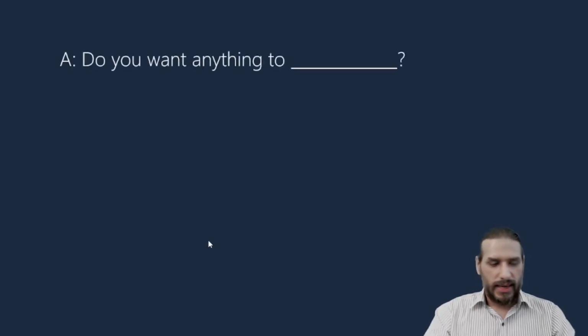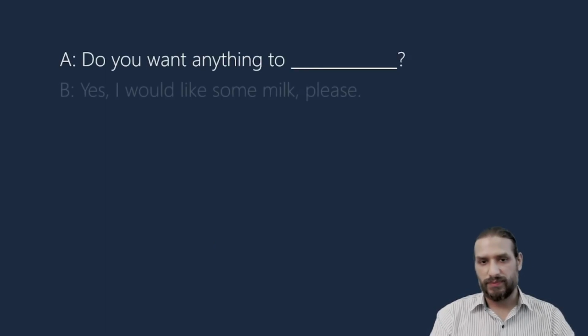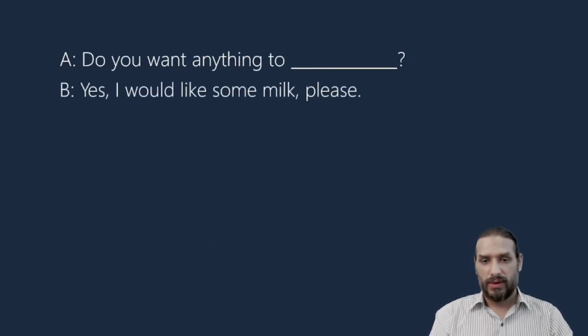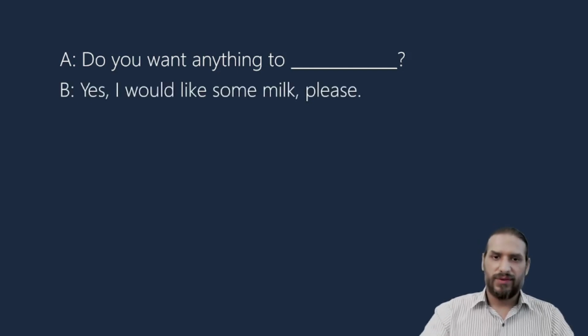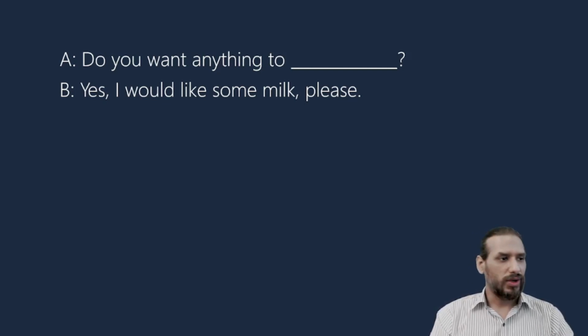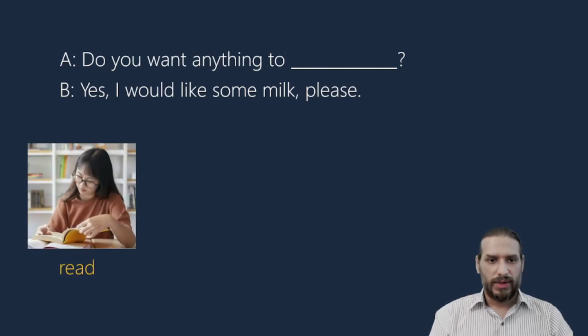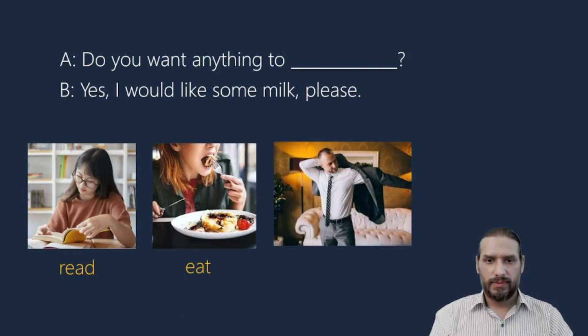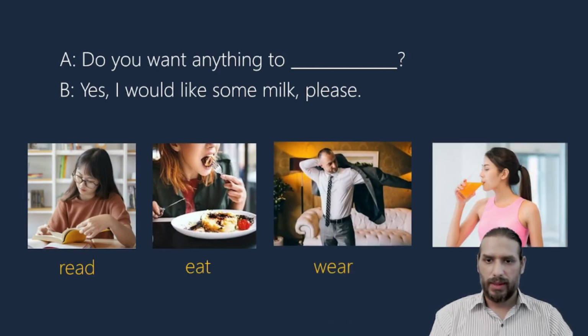Okay, to start with, I think we should take one of the easiest tasks first. So on your screen, A says, do you want anything to dash? Do you want anything to what? It's a question. And B says, yes, I would like some milk, please. Now if you look at this word, milk, that pretty much gives you the answer, and I'm sure that you already guessed the answer for this one, but before we get to the answer, let's take a look at the options. We have read, eat, wear, and drink.